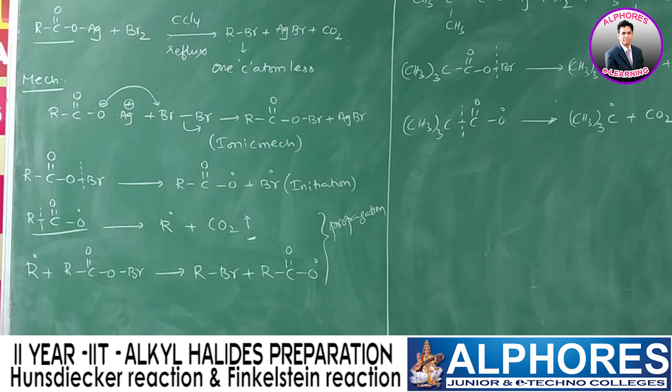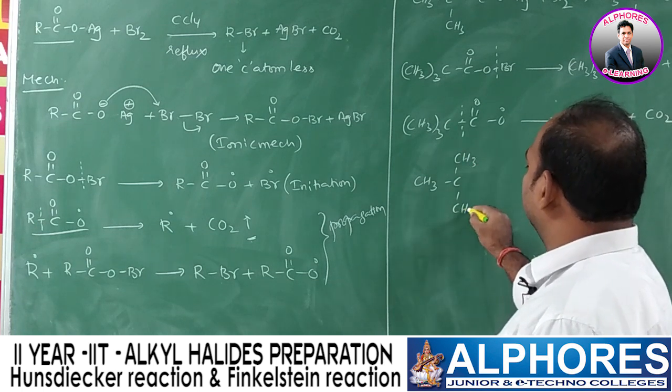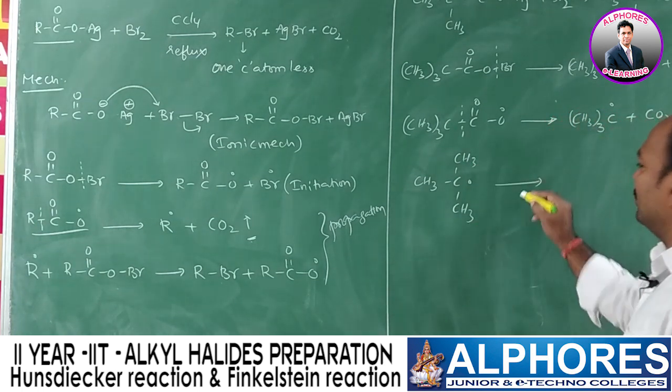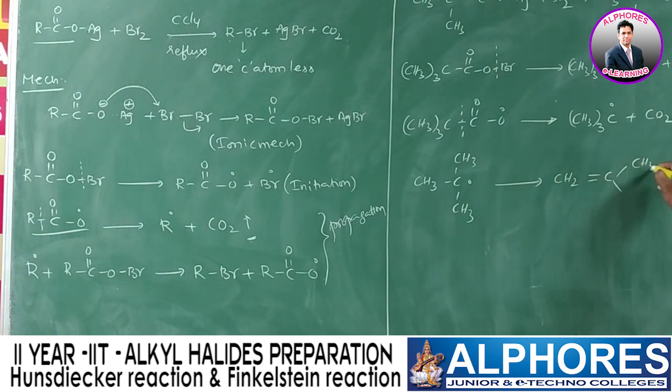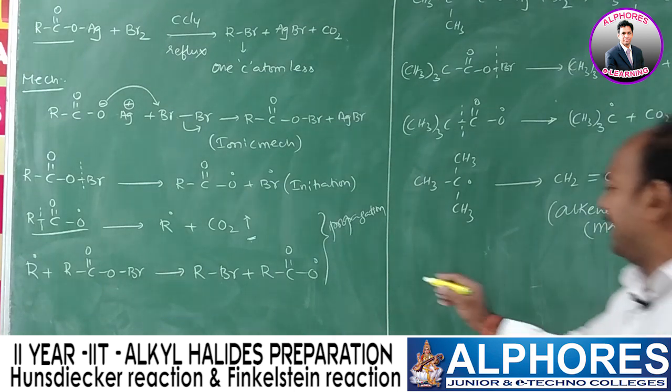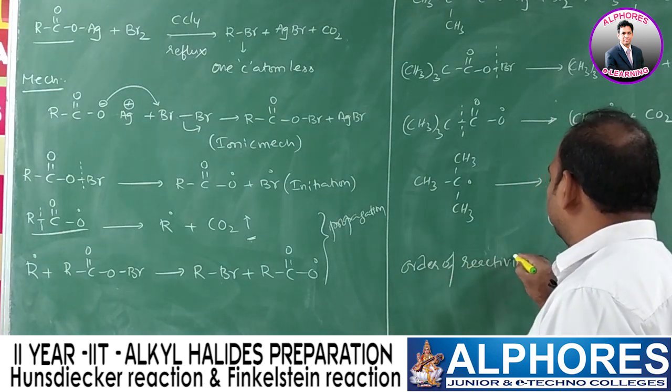So far, we expect the tertiary butyl radical to be more stable. But after formation of this tertiary butyl radical, what happens? It preferably undergoes elimination, giving CH2 double bond C, CH3, CH3. So we are not getting any alkyl halide. Instead of the alkyl halide, we are getting an alkene as the major product, isobutene as the major product. So if you want to prepare an alkyl halide, consider the order of reactivity of alkyl groups.